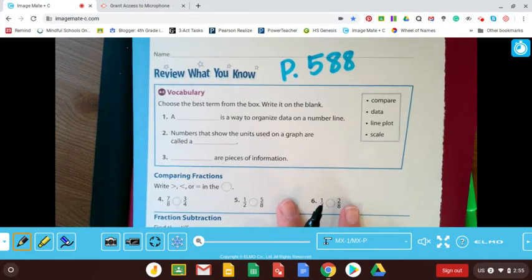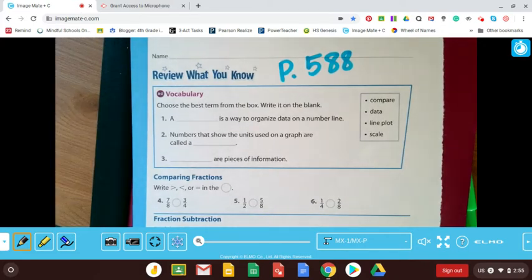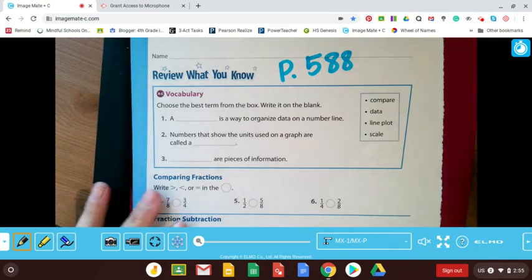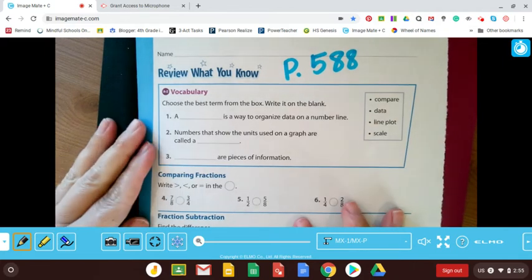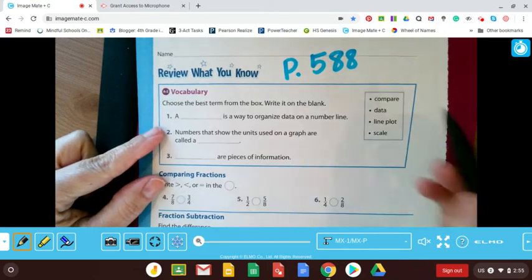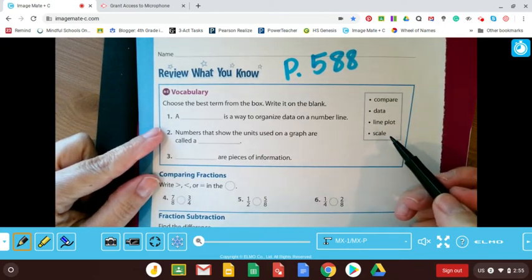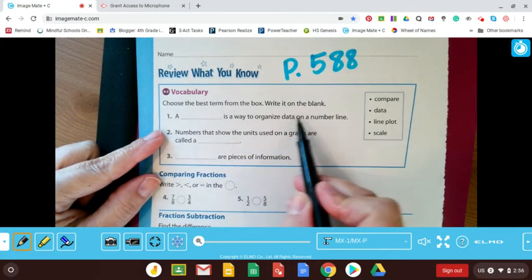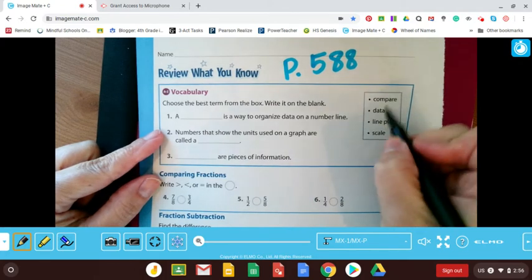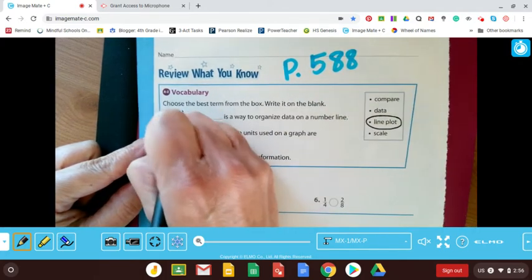Now let's take a look at page 588. Everybody should be on this page. You should have it out in front of you, and you should be filling it in as I am going through it. This page is a review of what you know, but it is going to be very helpful as we move into this next topic, because we've been away from fractions a bit, and line plots are going to bring that information back for us. So let's figure out what some of these vocabulary words are. We know this one. A blank is a way to organize data on a number line. So we know that that is line plot. We're going to fill that in.